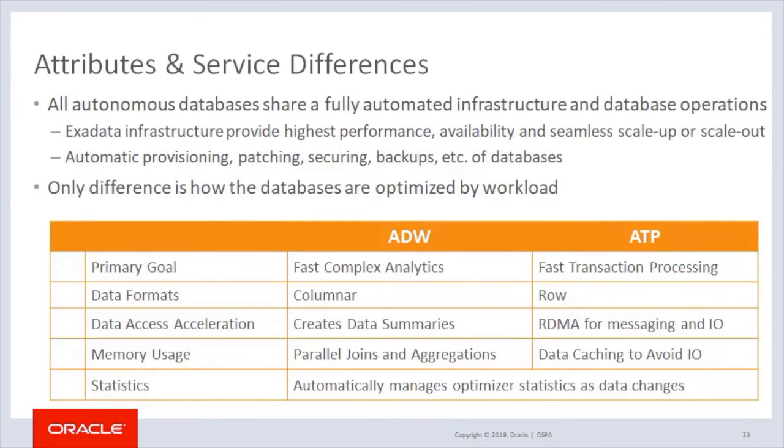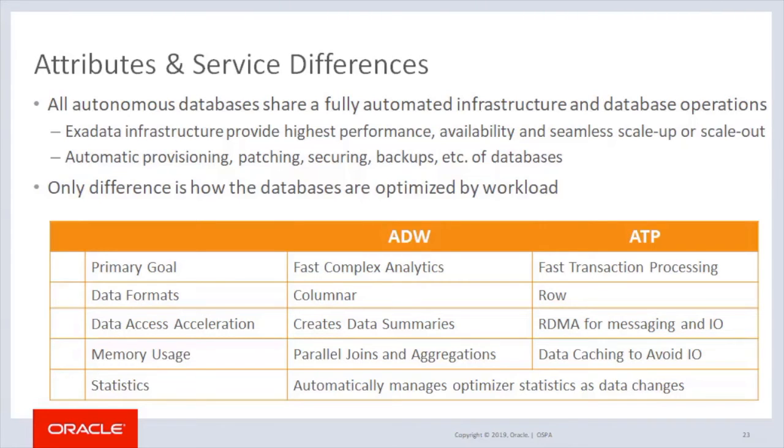All members of the Autonomous Database family share the same fully automated high-performance Exadata infrastructure that provides world-class availability and scalability. They also share complete automation of all database administration tasks, such as provisioning, patching, securing, backups, etc. Autonomous Transaction Processing only differs from Autonomous Data Warehouse when it comes to how we optimize for each specific workload within the database. Autonomous Data Warehouse is optimized for complex analytics, while Autonomous Transaction Processing is optimized for high throughput transaction processing.